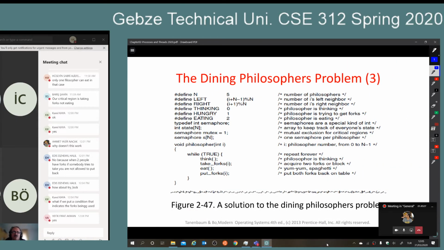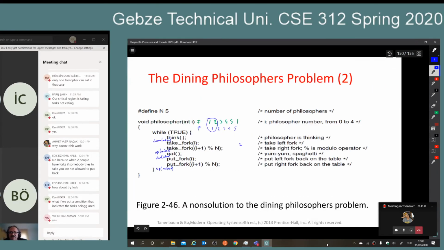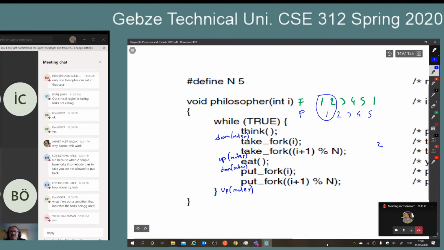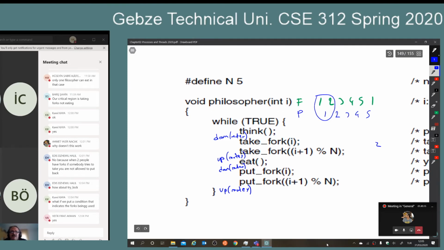It is not that complicated. This is what the philosopher did, process number i, or philosopher number i. This is what it did. Are we having the same synchronization problem?